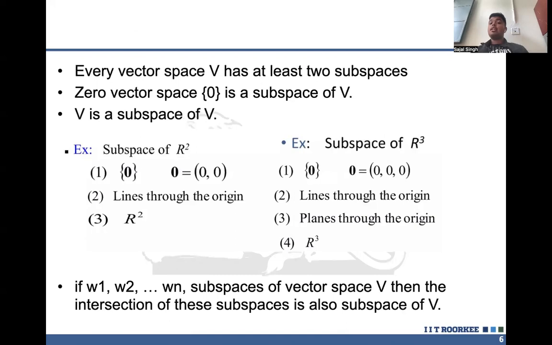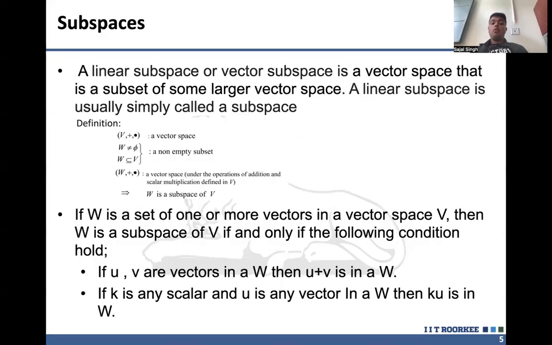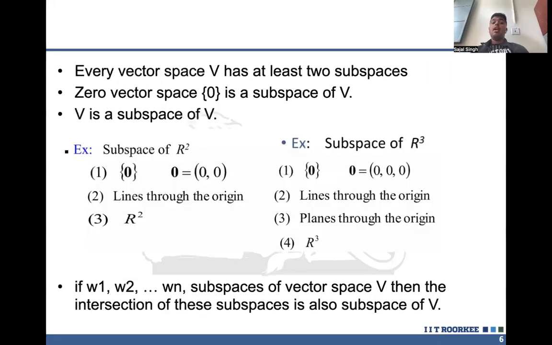every vector space V has at least two subspaces. Following these conditions, for W to be a subspace of V, every vector space V has at least two subspaces. The zero vector space is a subspace of V, and V is also a subspace of V. For example, the subspaces of R squared are 0, lines through the origin, and R squared itself. Similarly with R cubed, 0 will be a subspace, lines through the origin, and planes through the origin, and R cubed is also a subspace of itself.